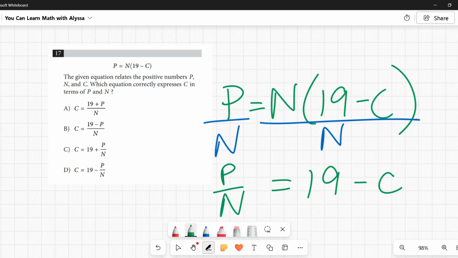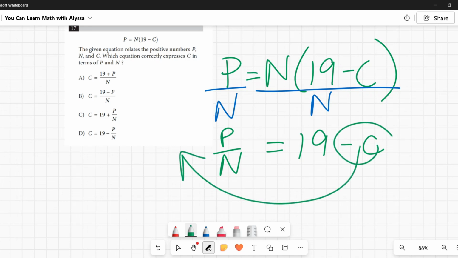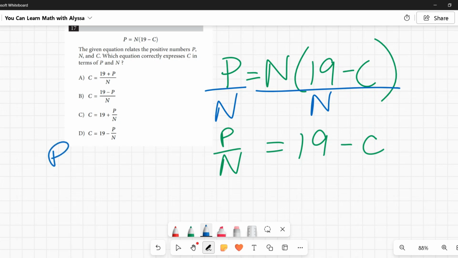Now, there are two ways that you can look at this and solve it. If I move the 19 over here, I'm going to be left with a negative c, and then I can deal with that negative c. Or I can move the c over there, which would make it positive, and move the p over n back over there. If that doesn't make sense, I'll show you both ways. So I'm going to write it over here as well: p over n equals 19 minus c. And you'll see that you get the same answer both ways.